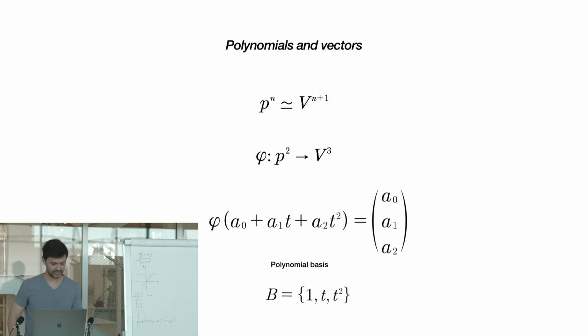For example, look at the first term. A polynomial of degree n, which means a polynomial whose highest power is n, can correspond to a vector which has n plus one dimensions. For example, if you have a second degree polynomial, this can also be represented as a three-dimensional vector.